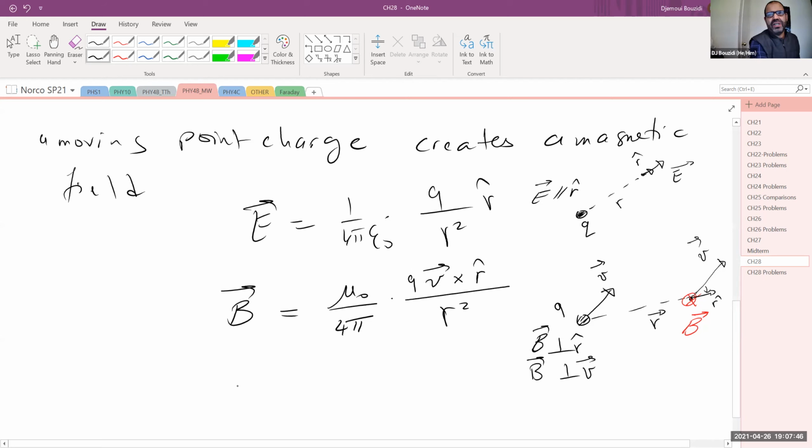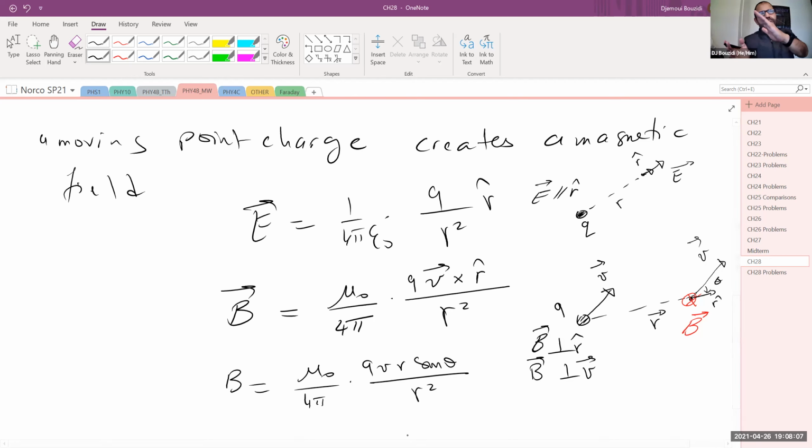Okay. The magnitude of this vector, if you're trying to find B in magnitude, is mu naught divided by 4 pi, times Q times v times sine of this angle, whatever that angle is, let's call it theta, divided by R squared. As this particle is moving, it's creating that magnetic field at that instant. So if it keeps that direction, then of course theta doesn't change. But if it starts to move one way or the other, theta changes.